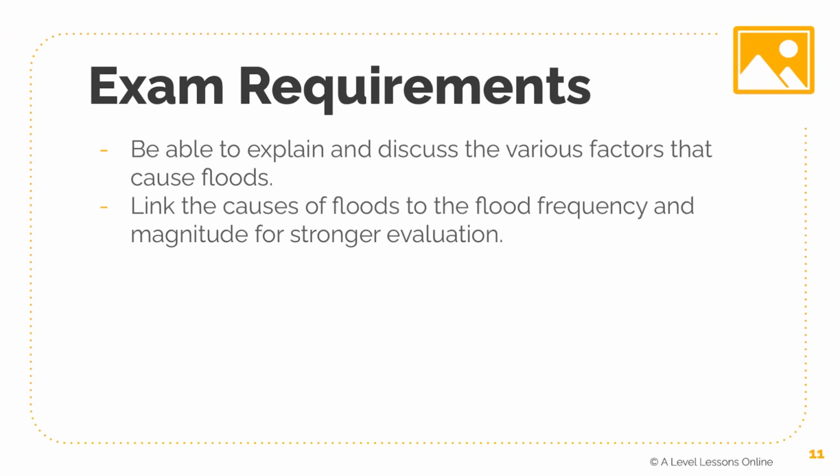So in sum, we're going to move on to your exam requirements. Very, very simple. You just need to be able to explain and discuss the various factors that actually cause these floods to occur. Link these causes of floods to the flood frequency and the magnitude for stronger evaluation. When it comes to your exams, as far as possible, when you're writing each paragraph on the causes of floods, and you're writing on a specific factor that causes these floods, make sure that at the end of the paragraph, you try to link it back to how this factor, let's say soil antecedent moisture conditions, either leads to an increase in the flood frequency or leads to an increase in the flood magnitude.